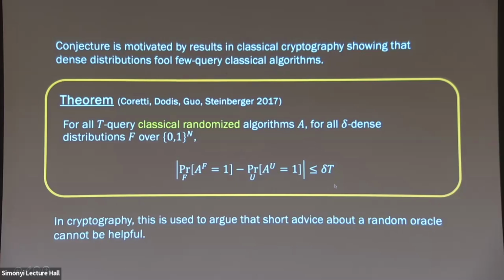Which kind of makes sense, right? Any classical algorithm, if it only makes t queries, it just sees that subset, and that subset is going to have 1 minus delta fraction min entropy. So the statistical distance is at most delta t. What is the answer to the query? It's just a bit. So this should be a simple thing. Very simple, yeah.